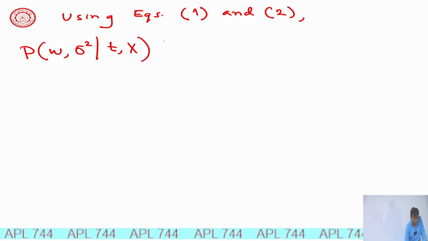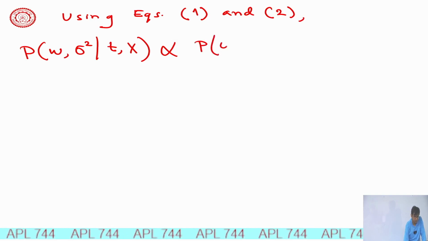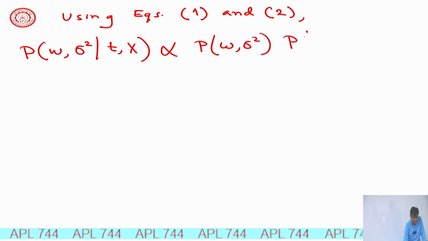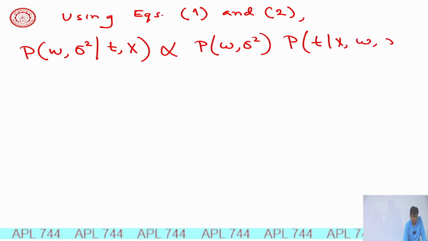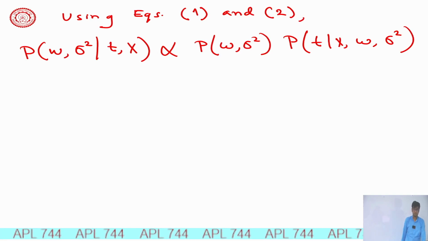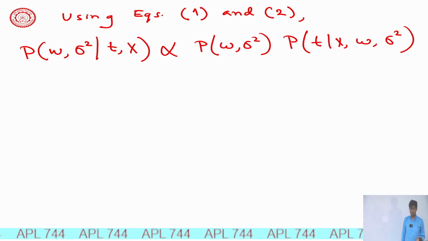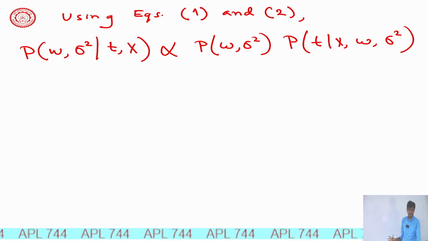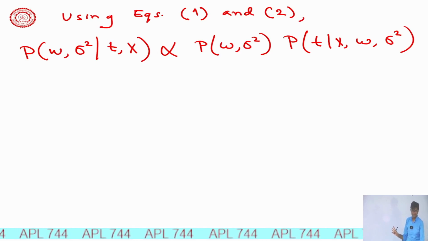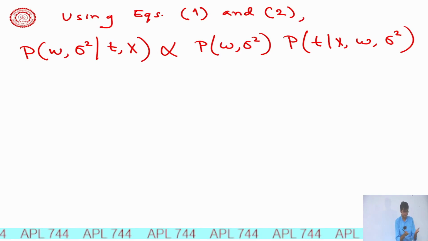This is proportional to probability of W comma sigma square prior times likelihood t given x comma W comma sigma square. Okay. Now, a big calculation is coming, you can understand, because the prior itself is of 2 lines, likelihood is of 1 line. So, we have to do all those calculations.